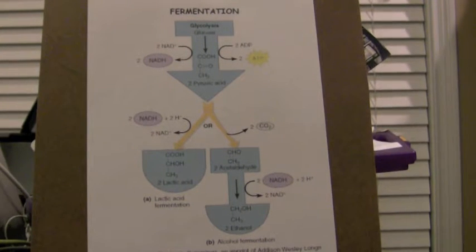Ethanol fermentation is a process in which pyruvate is converted to ethanol and a molecule of CO2. An example organism would be yeast. Lactic acid fermentation is a process in which pyruvate is converted to lactate. An environment in which this occurs is muscle cells.